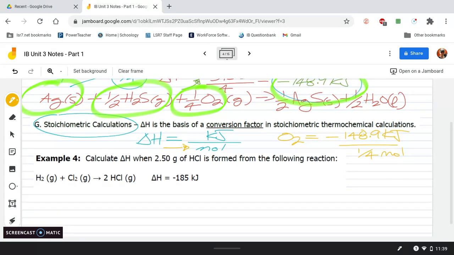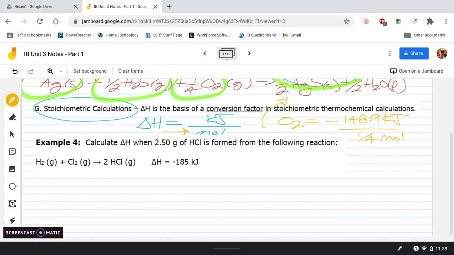So let's take a look at the next example here. And the next example is going to dive into using this as a conversion factor. So the first thing we've got to look at is we've got a formula and it is balanced. And we got a delta H. So let's do what we've always kind of done, is put our pieces where we want them. So we got calculate delta H when you have 2.50 grams of hydrochloric acid formed by the following reaction.